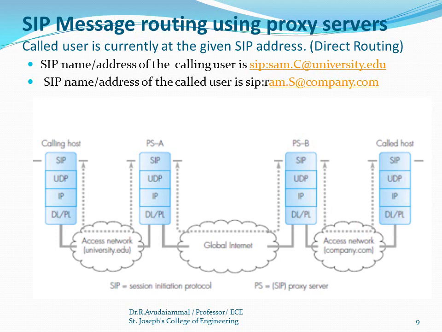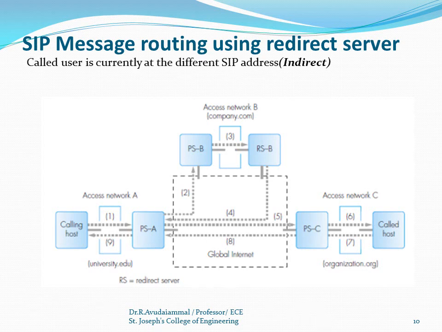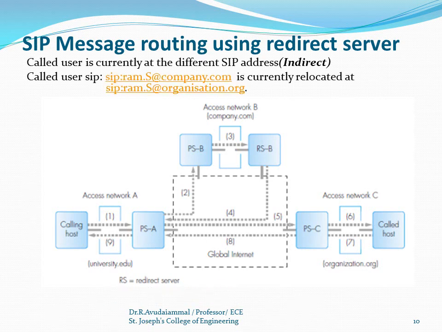The second case, the rom.s, he is relocated. So in that case, how is the information carried out? The called user is at a different address, that is instead of company.com, he has been relocated to organization.org. Now you follow the numbers. The calling host initially assumed that the called host is attached to the proxy server A. Therefore, the information is passed on to the proxy server A.